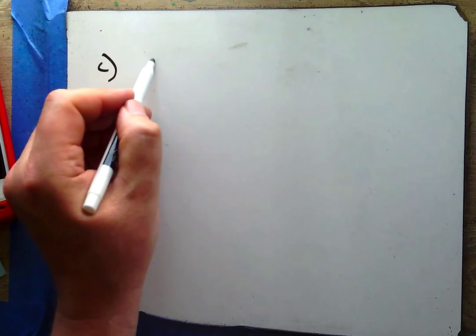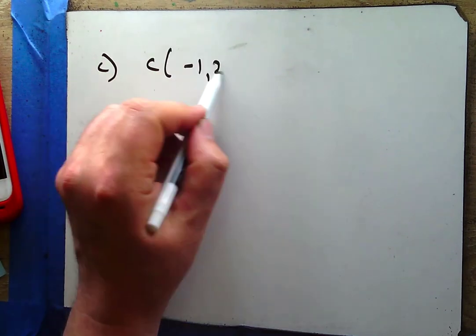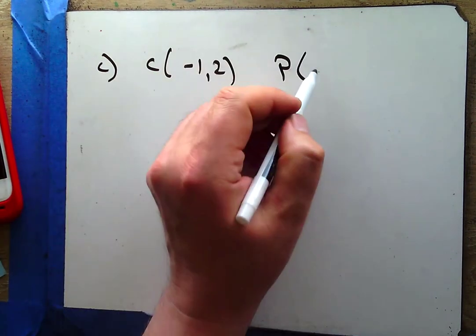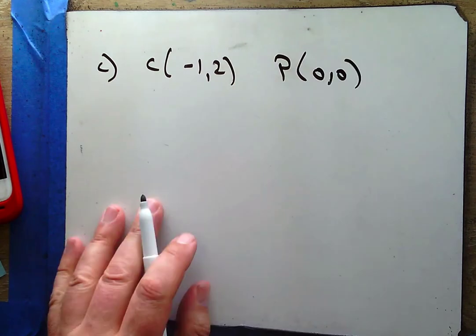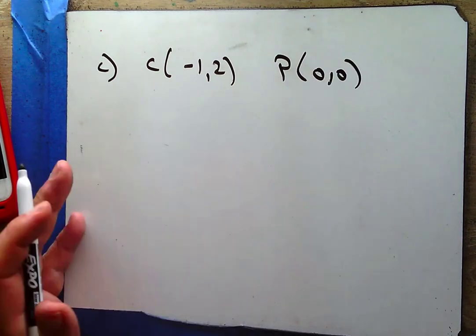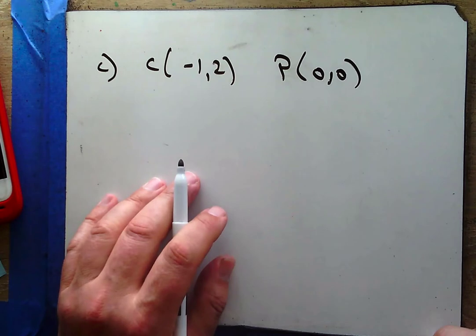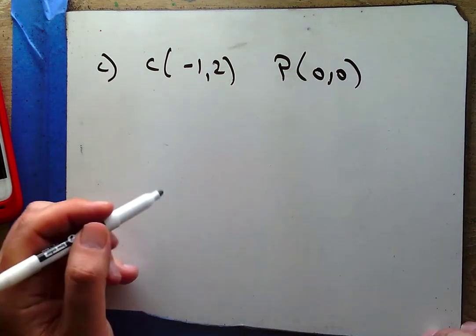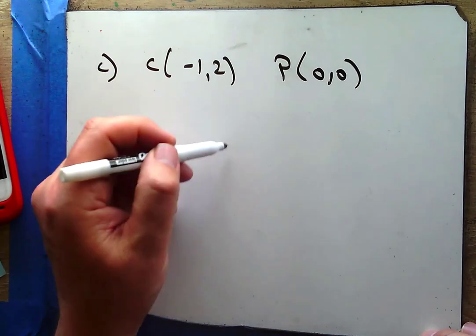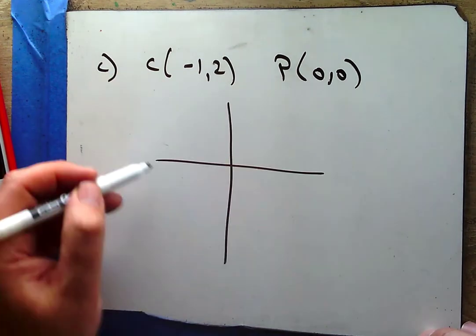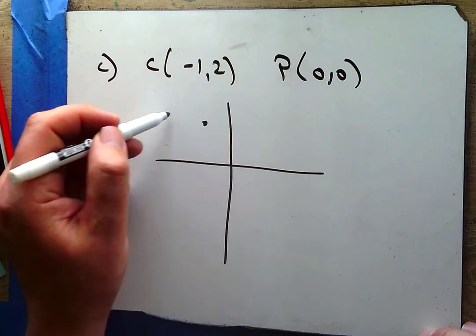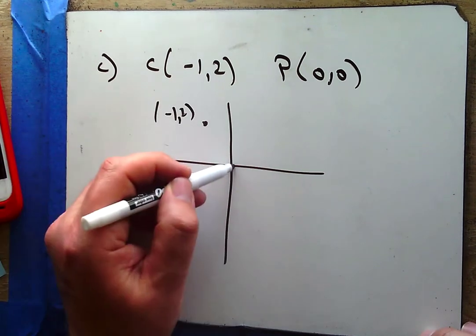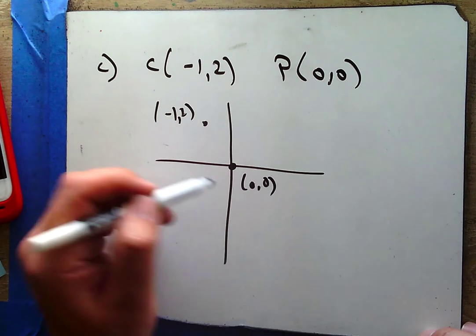Are you feeling like you can do this? Excellent. So, how about this one? C is negative 1, 2, and P is 0, 0. Well, so this is very interesting. I haven't been given a radius. I've been given the center and a point on the circle. So how could I go about finding the equation of this circle, whose center is here at negative 1, 2, and this is a point on the circle?